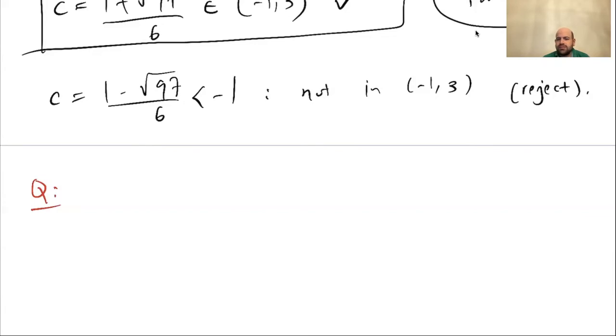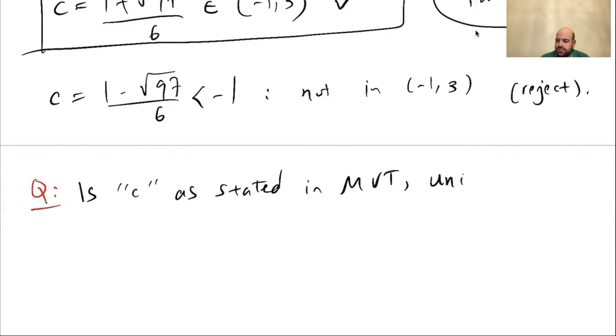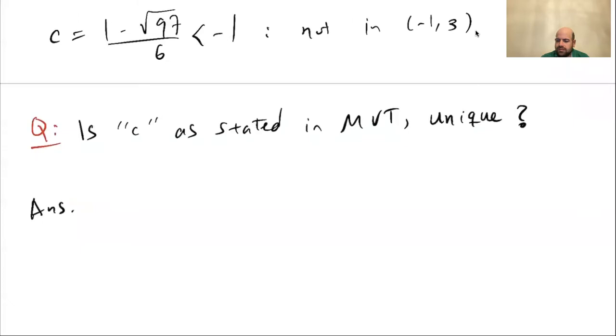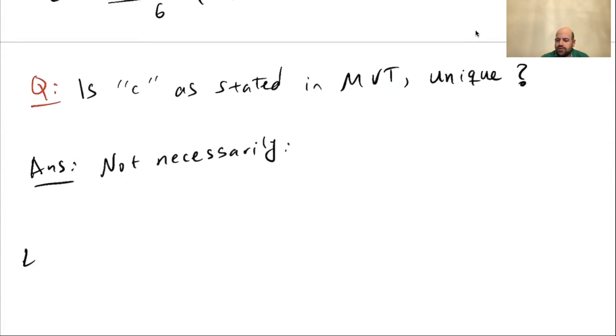But do you think that's always the case, or can we have more than one value for c? So is c, as stated in the mean value theorem, unique? The answer is not necessarily. Let me give you an example where it shows that you can have more than one c value.